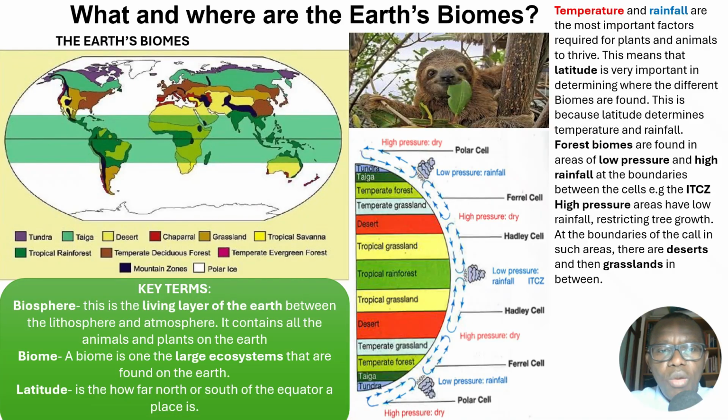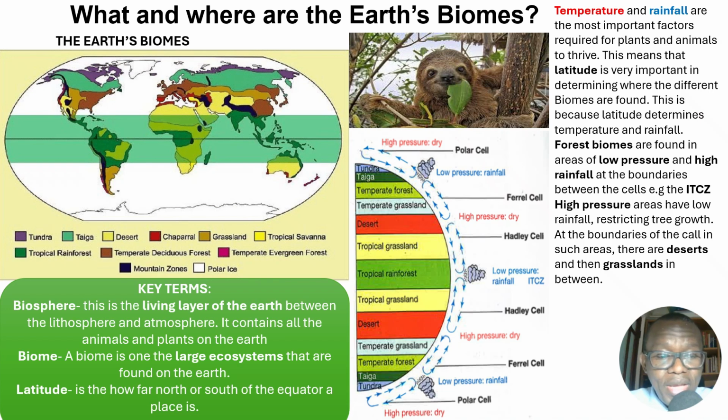Okay, so what and where are the Earth's biomes? The first thing that I'd like us to look at are the key terms. The first is biosphere, and this is the living layer of the Earth between the lithosphere and the atmosphere. So this contains all the animals and plants that are on the Earth. Now we know that the plants are referred to as flora and the animals are referred to as fauna.